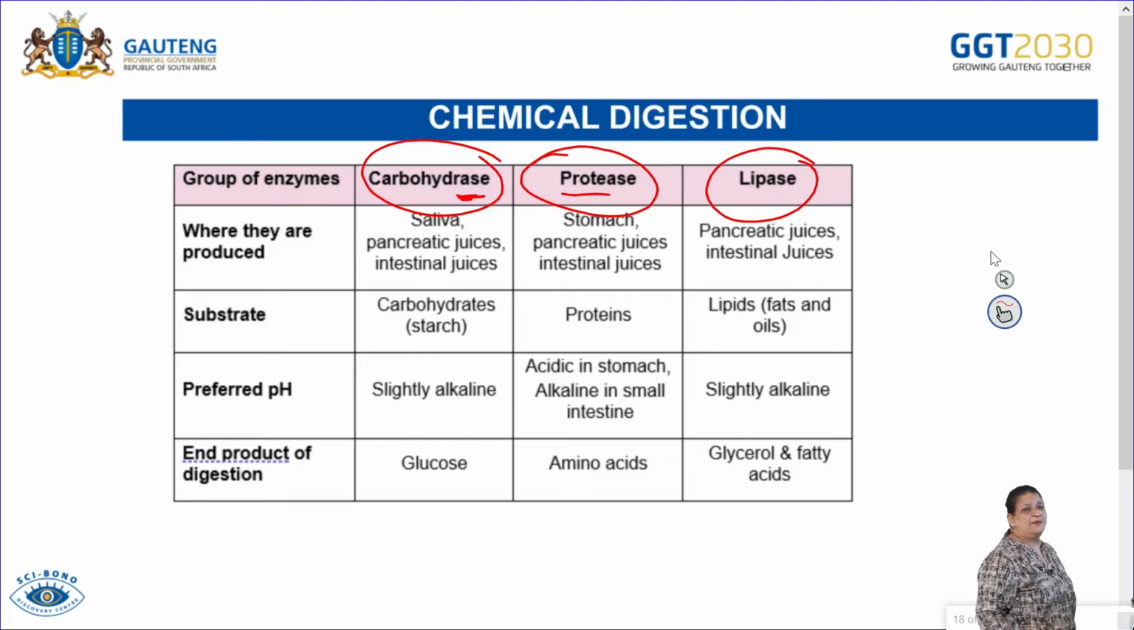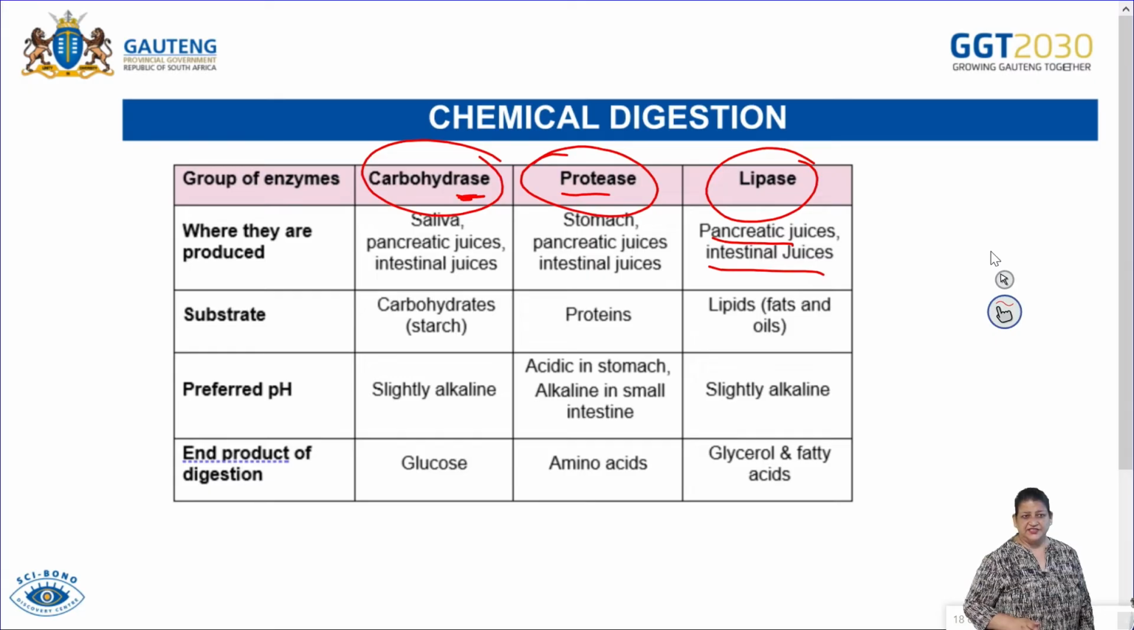Lipase works with lipids. Lipids are known as fats. Where will I find lipase? I don't have it in the saliva. So there's no fat that is broken down in the mouth. I don't have any lipase in the stomach. Right? So where will I find lipase now? I'll find lipase in my pancreatic juice and intestinal juice. So lipids, fats are broken down in your intestine by the pancreatic juice that comes from the pancreas and your intestinal juice. So no fats are broken down in the mouth and no fats are broken down in the stomach.